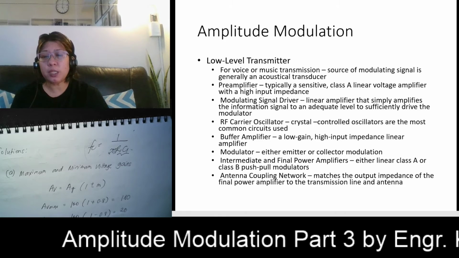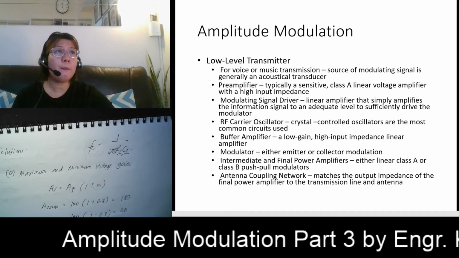Now, the FCC, or the Federal Communications Commission, has stringent requirements on transmitters' accuracy and stability so as not to interfere with their neighboring stations. Therefore, for the RF carrier oscillator, the most common circuits used are those using crystals as their frequency determining devices.